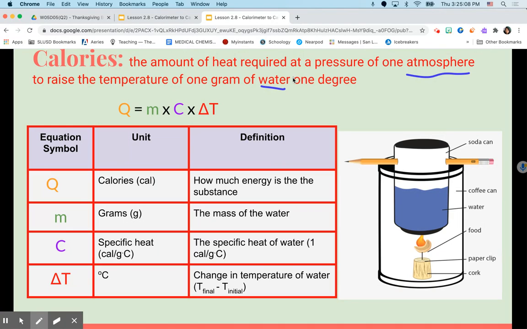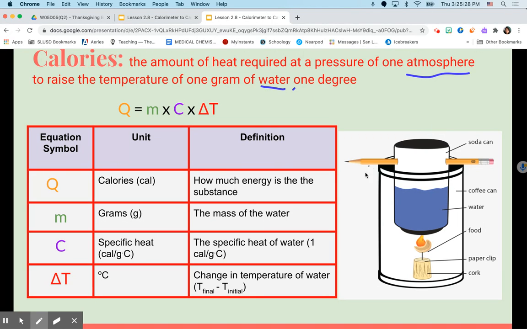Basically, if I were to summarize this in common English, this means the amount of energy we can get from something if we transfer all of the energy into water at sea level, right? So all this means is all of the energy in the food we're going to transfer into the water.